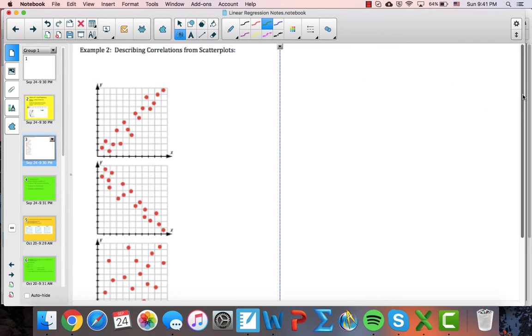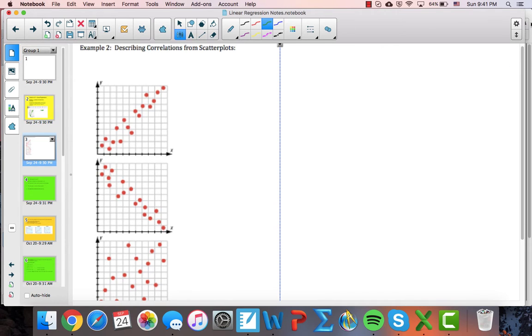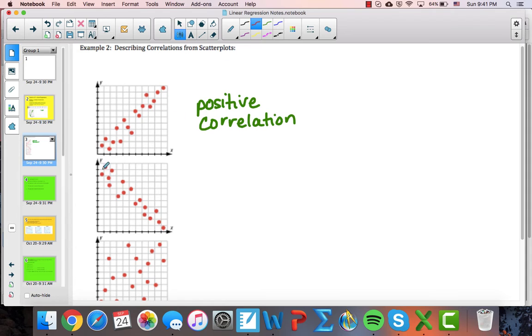All right, so now how do we describe correlations from scatter plots? So now we're looking at a couple sets of scatter plots. Now, when I look at this scatter plot, I see that as I travel from left to right, the data is rising from left to right. And we would say that this has a positive correlation. Think about how it relates to slope, okay? A positive correlation. Whereas when the data is falling from left to right, as it is here, we would say this is a negative correlation.